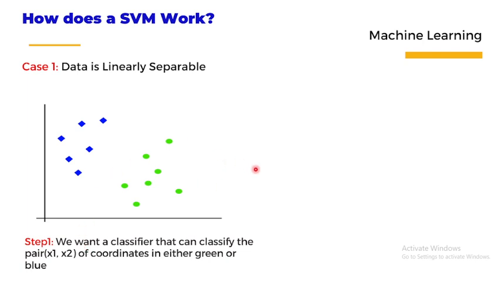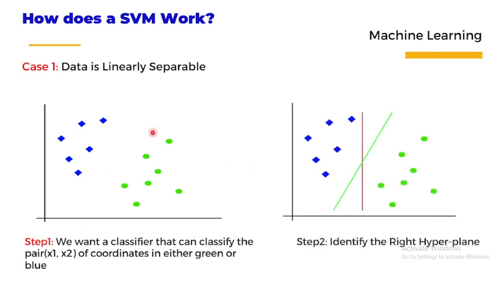As it is a 2D space, just by using a straight line we can easily separate these two classes. Here we can draw multiple lines as well, but our aim is to choose the right hyperplane or the right decision boundary. So identifying the right hyperplane is our choice, so that it separates the two classes.